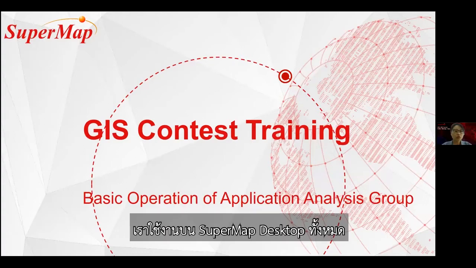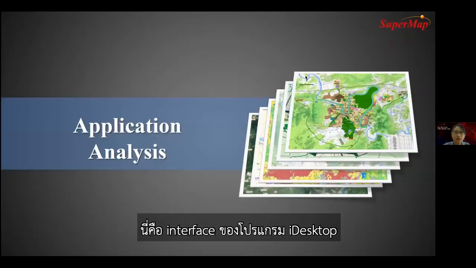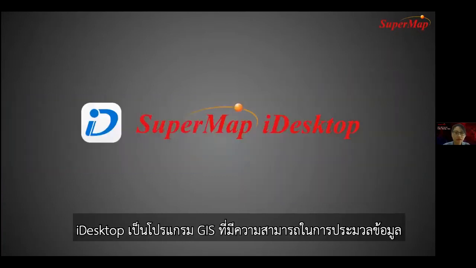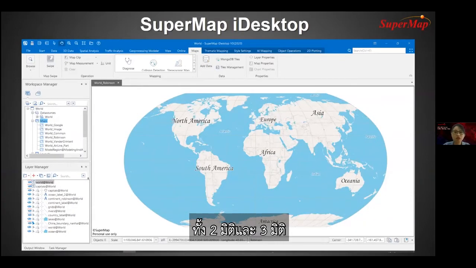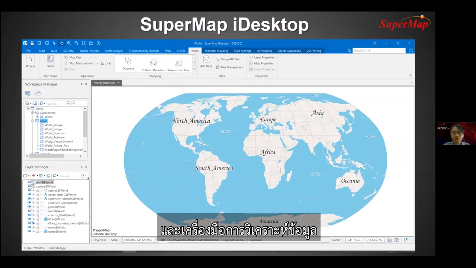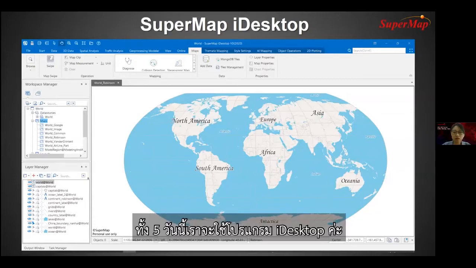All these courses are based on the Supermap desktop product. Here you can see this is the Supermap desktop interface. The Supermap desktop is a GIS tool which has the capabilities of processing 2D and 3D data, and also provides the analysis capabilities for GIS data and others. So all our courses will be based on the Supermap desktop in the next 5 days.